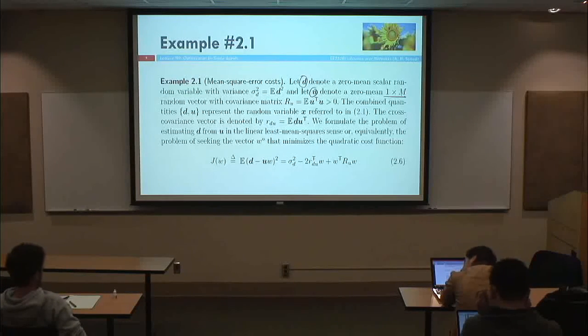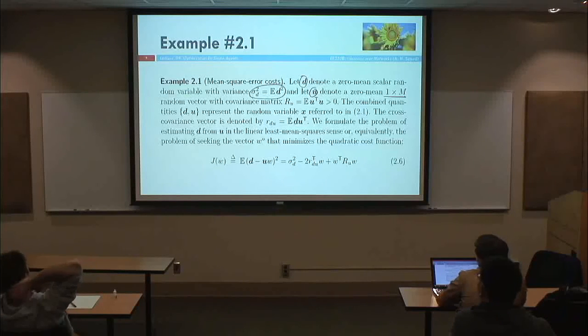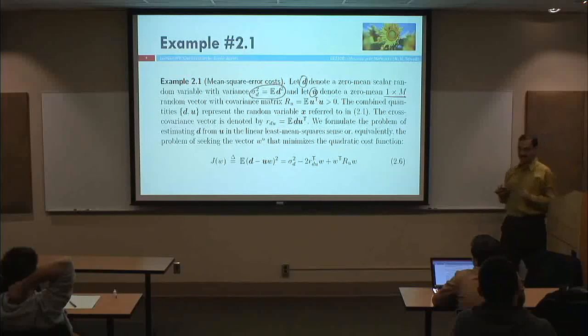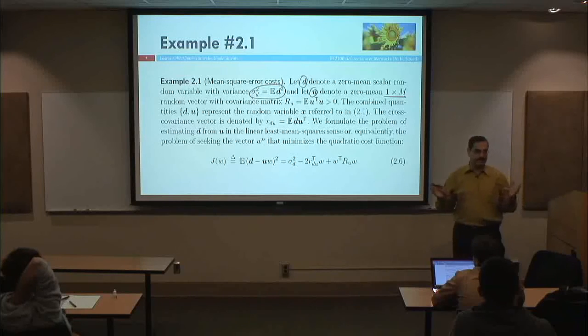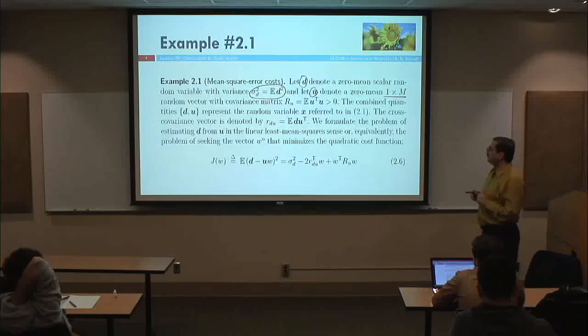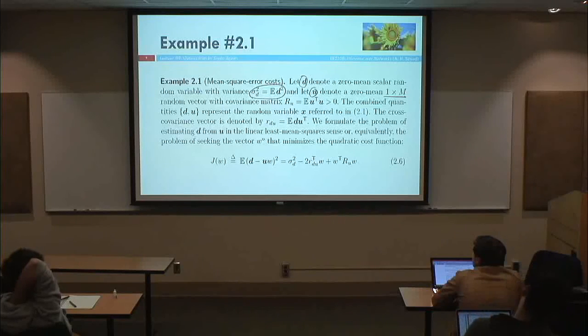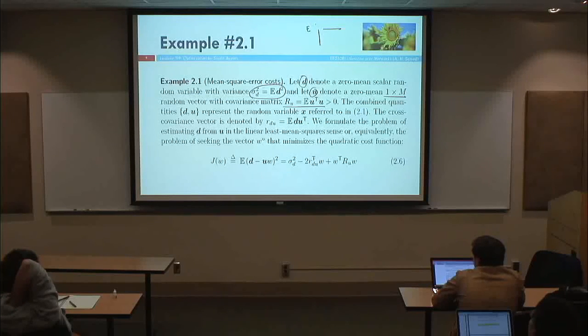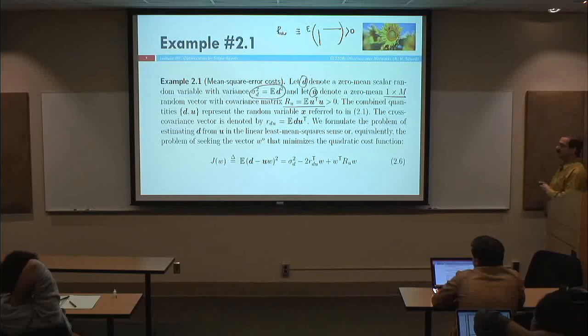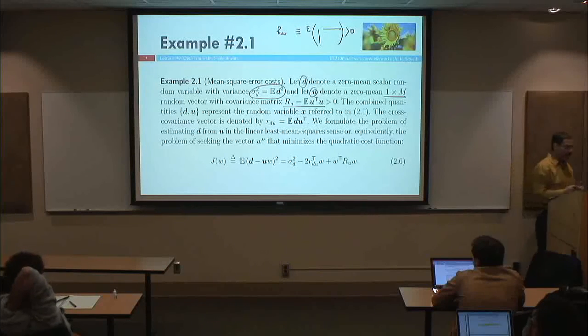Let's say it has some variance, expected value of d squared, denoted by sigma d squared. I'm assuming all random variables are zero mean, without any loss in generality. And the covariance matrix of u is denoted by Ru. Since u is a row, u transpose is a column. When you compute the expected value of that, you get a matrix which I'm calling Ru, and I'm assuming it is positive definite.